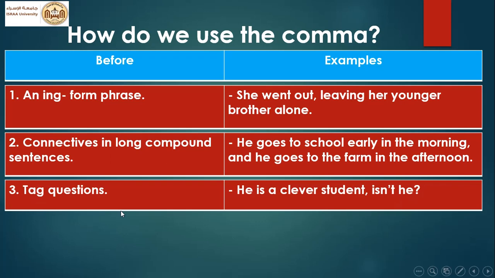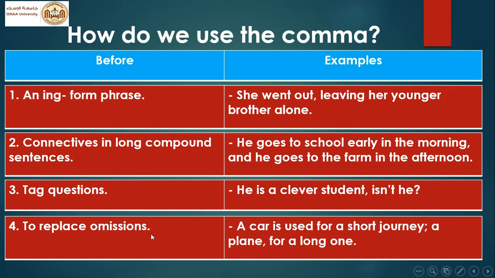Number 3, tag questions. Tag questions, you know that tag questions are the short questions which are placed at the end of your sentences. He is a clever student, a comma, isn't he? So the comma is placed before the question tag. Like for example, he can swim, can't he? She can't play the guitar, can she? So we place the comma directly before this short tag question.